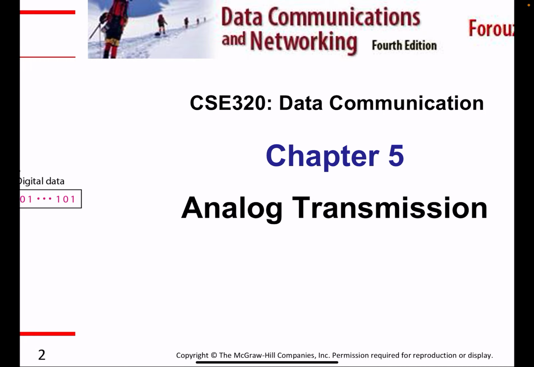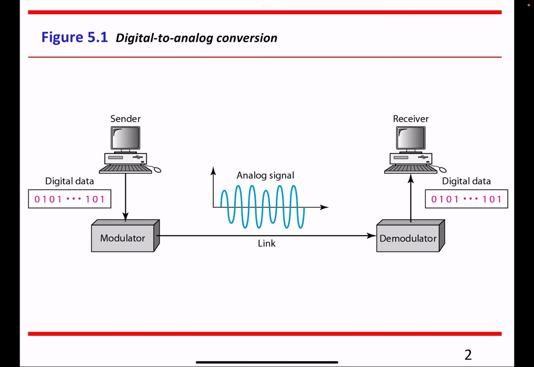an analog signal. So this is the whole process, that is we have a sender who has some digital data and it wants to send this data to a receiver, and in this way we will use a modulator that will convert this digital data to an analog signal and send it to the receiver, and in the receiver end there will be a demodulator that will receive this analog signal and convert it into a digital data so that the receiver can read the data or receive the data in the right form.